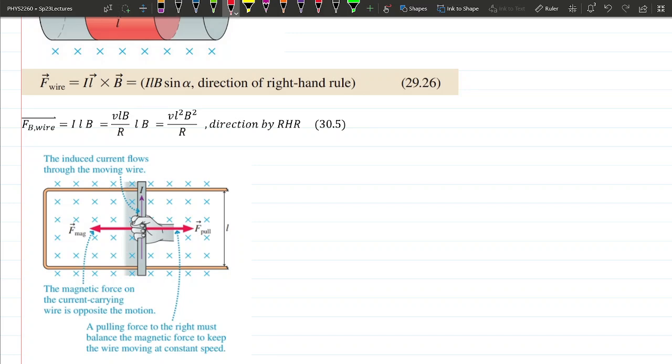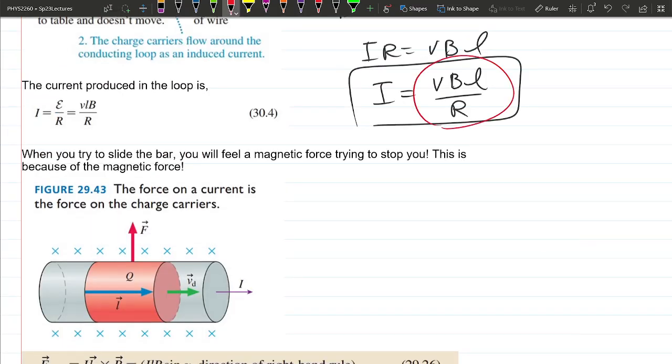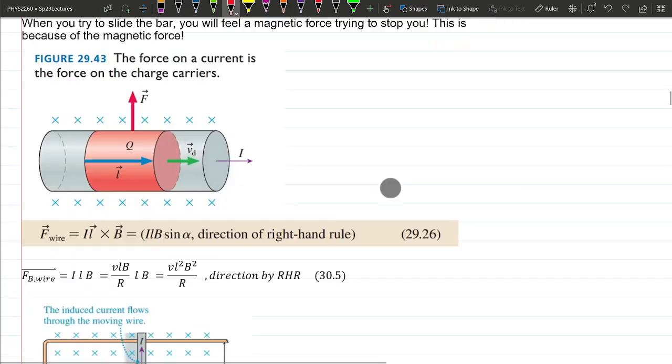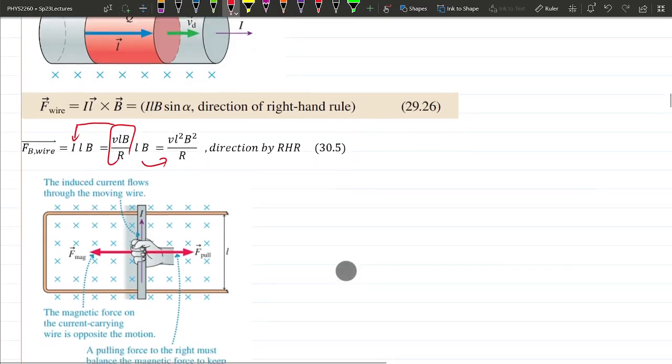So for this little calculation, remember the current that we calculated from above, VBL over R, so remember that. If I plug that current in here, that's what this piece is, and multiply all this stuff together, the force on the wire that's trying to slow you down depends on how fast it's moving. That makes sense.